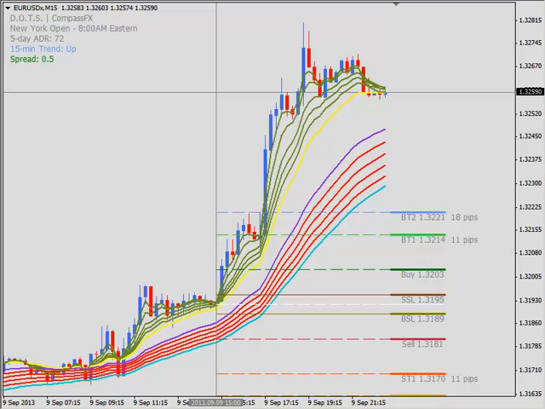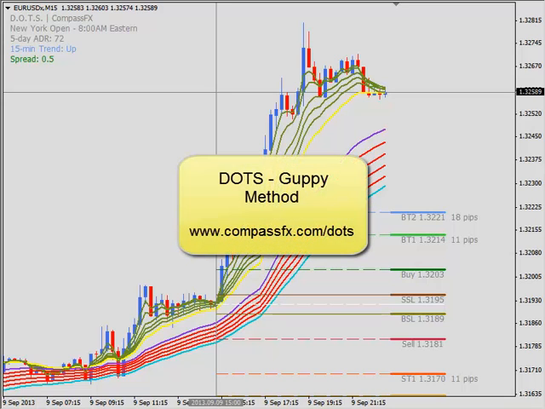Today, for those of us who trade the Dots Guppy method, we had a pretty good day. A lot of movement seen in the marketplace as the US dollar got sold off across the board. The dollar index was up around 82.30 overnight and it dropped nearly 60 points, down to just right above the 81.70 mark.